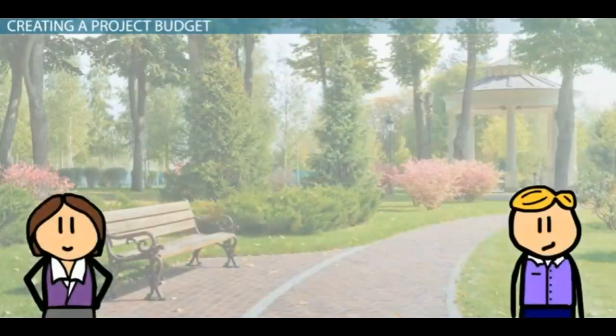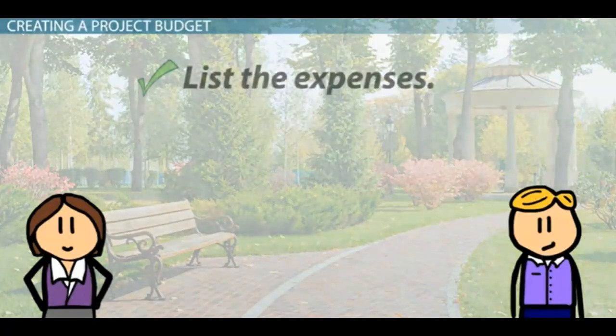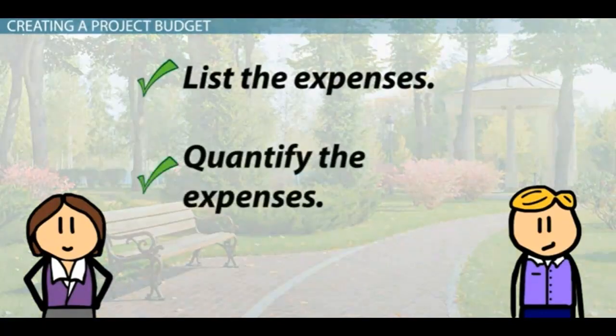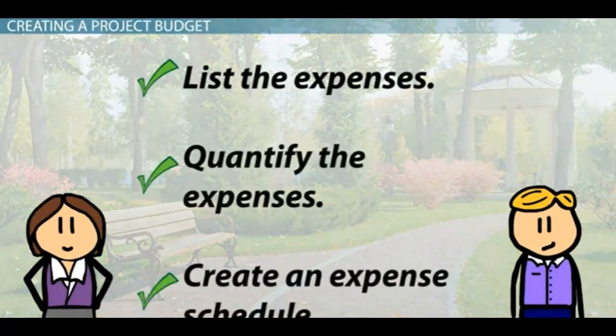Regardless of how you get to a project budget, whether top-down or bottom-up, the major steps involved in creating one are the same. List the expenses, quantify the expenses, create an expense schedule. Let's see how Sam demonstrates each step to Sue.